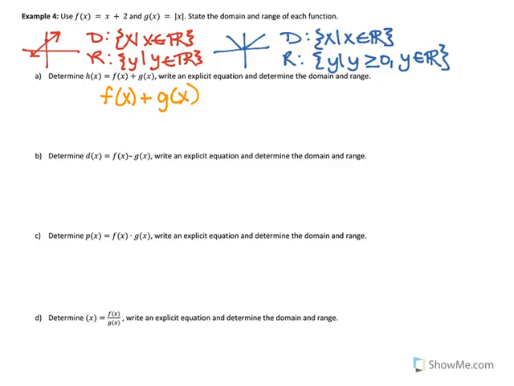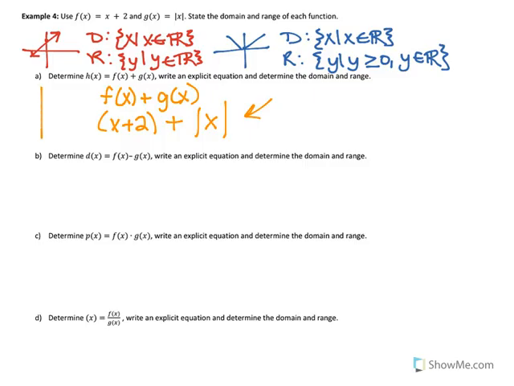So we have f of x plus g of x, so we have x plus 2 plus the absolute value of x, and that is our explicit equation. To determine the domain and range of this, you can sketch, you can try to combine the sketches, or I'm also okay with you just typing it into Desmos and getting the sketch. So I want you to pause the video and type this equation into Desmos.